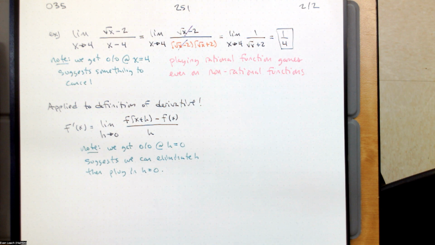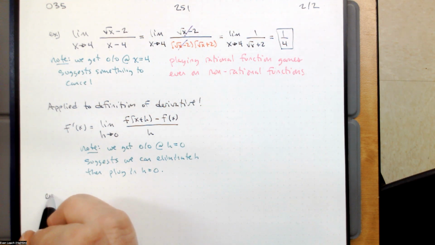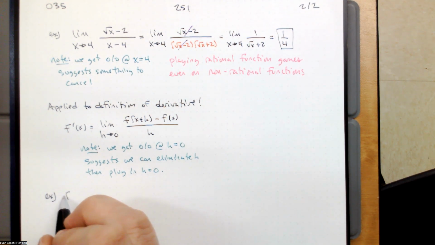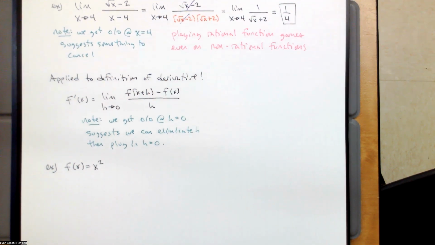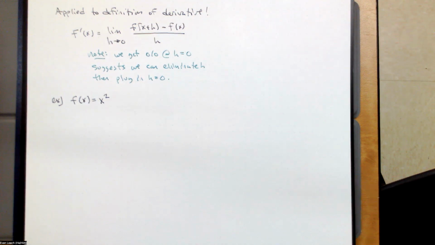We've seen an example of this. We dealt with x squared. We just multiply stuff out. We cancel the h. Our thinking is to play rational function games. Try to cancel the h, because if we can do that, we can just plug in h. We can let h go to 0. So our thinking is to try to cancel the h. We know this works on polynomials.